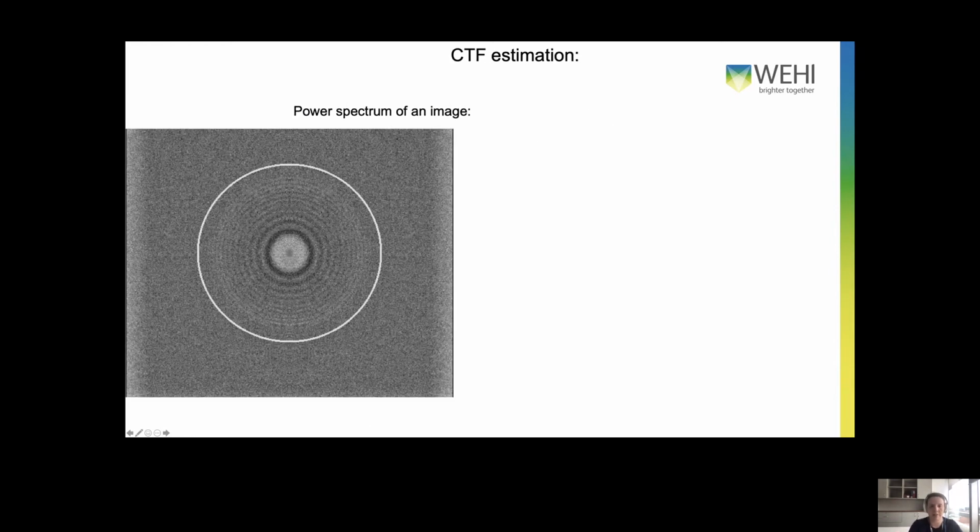All right, so how do we estimate CTF from an image? First, we take our micrographs and then we look at their power spectrum. The power spectrum shows the Fourier transform of an image, and it shows how intensity is transferred as a function of frequency from this image. So you can see those oscillations going. This is increased frequency, and these are the oscillations of the signal.